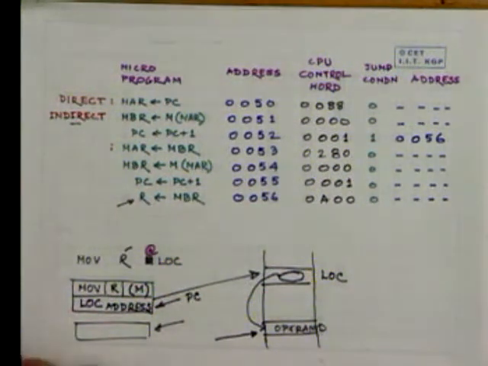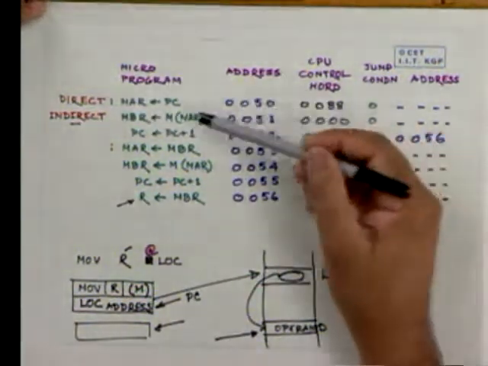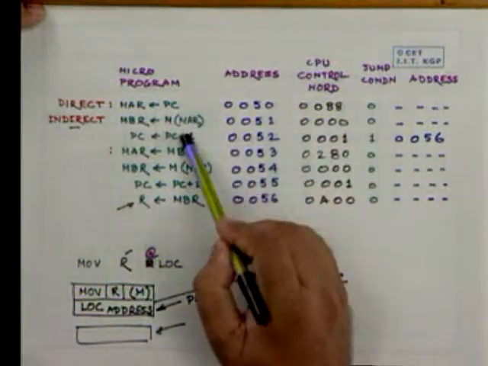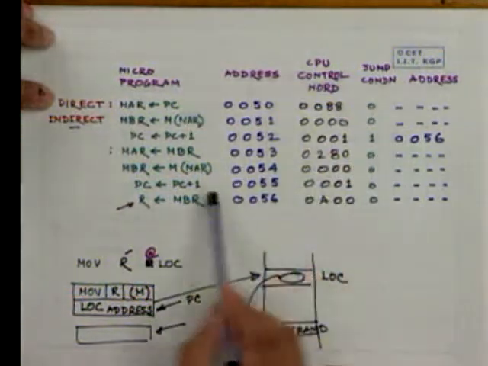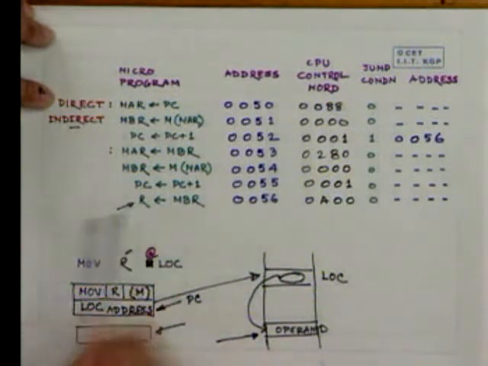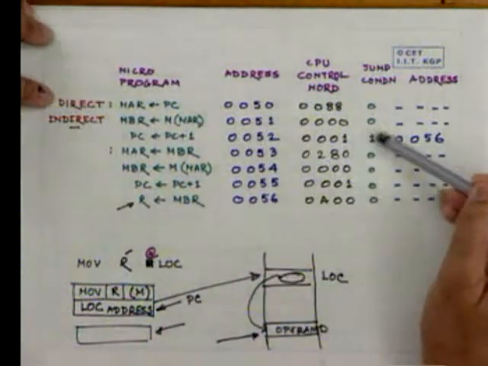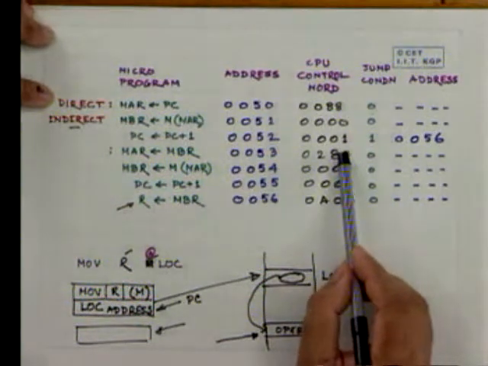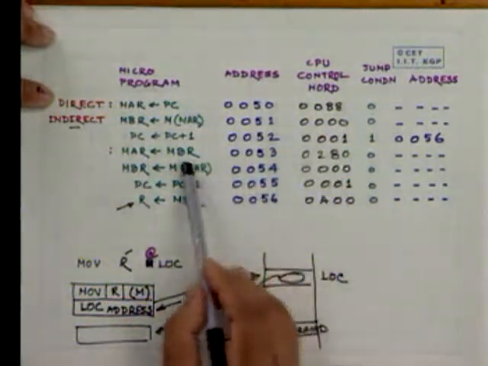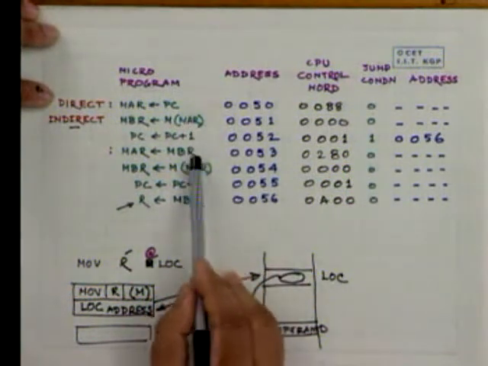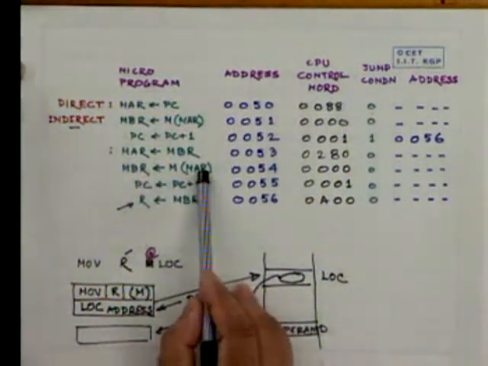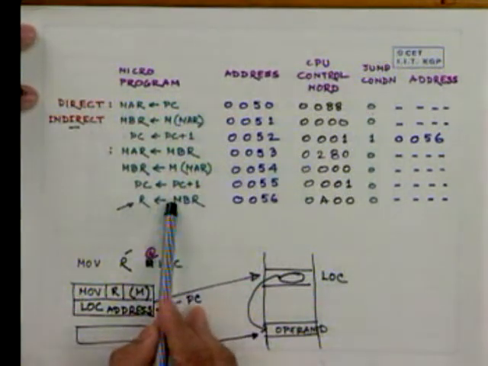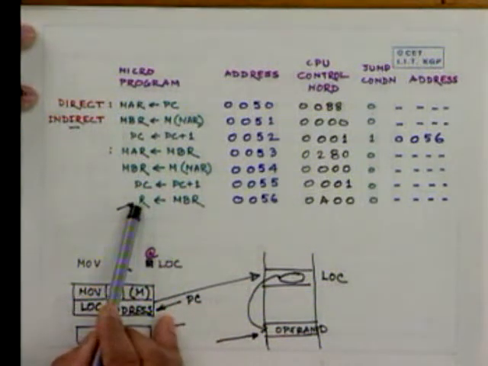Now let us see the situation in the case of direct addressing. We go to this micro instruction, then this micro instruction, and if it is direct addressing, we come to 56 and the content of the memory buffer register is sent to the register here. In the case of indirect addressing, instead of making a jump here, we execute these control words immediately after it. That means we go through this micro instruction, the memory buffer register goes to the memory address register, then this micro instruction, then the program counter is incremented, and the content of the MBR goes to the register.